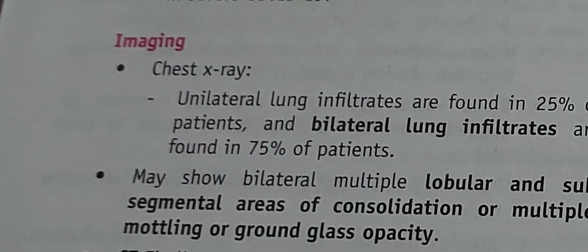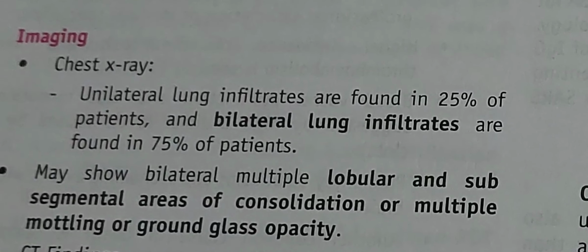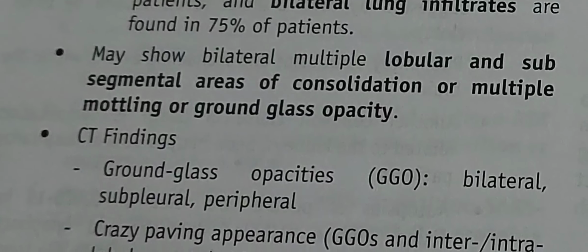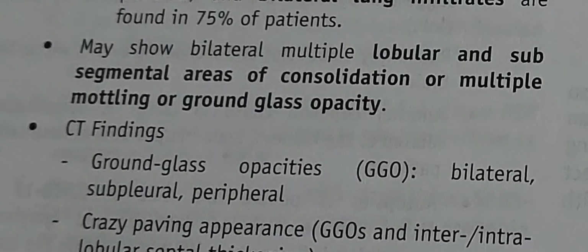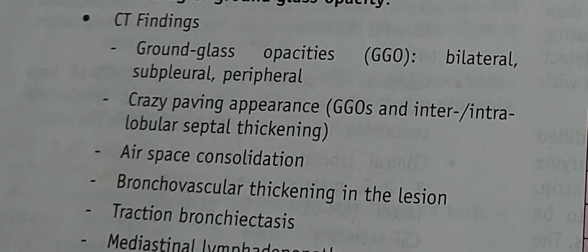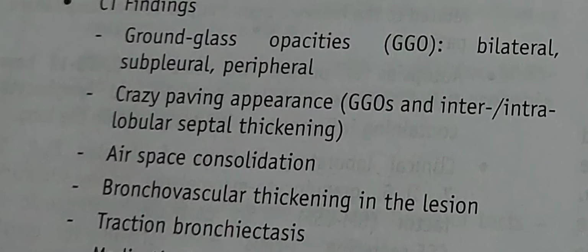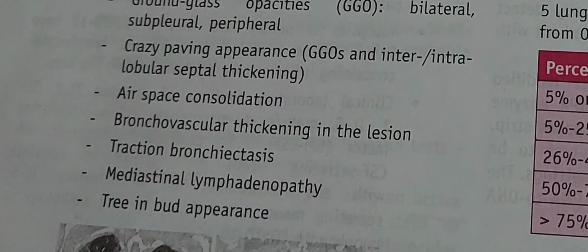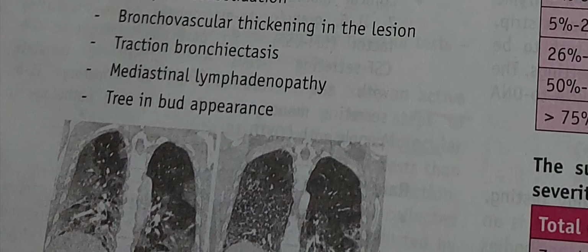X-rays, chest X-rays basically. You can find unilateral lung infiltration in 25% of patients and bilateral lung infiltration in 75% of patients. It may show bilateral multiple lobular or subsegmental areas of consolidation or multiple patchy or ground glass appearances. It is important. Computed tomographic findings can also be there, which can show ground glass appearance, crazy paving appearance, airspace consolidations, and bronchovascular thickenings.